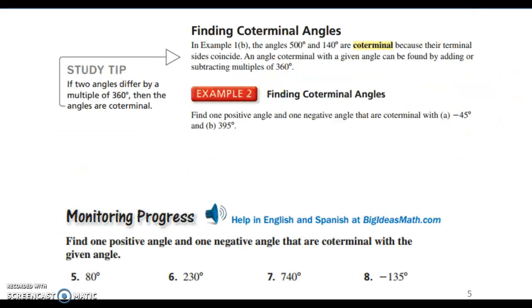Looking at example 2, we want to find angles that are coterminal to each other. What this means is that if we take an angle and add 360, it's in the same spot, but it's an extra rotation. So, for example, they're saying here that the angle 500 that we drew above is the same as 140. They're coterminal because if I draw them, they look the same.